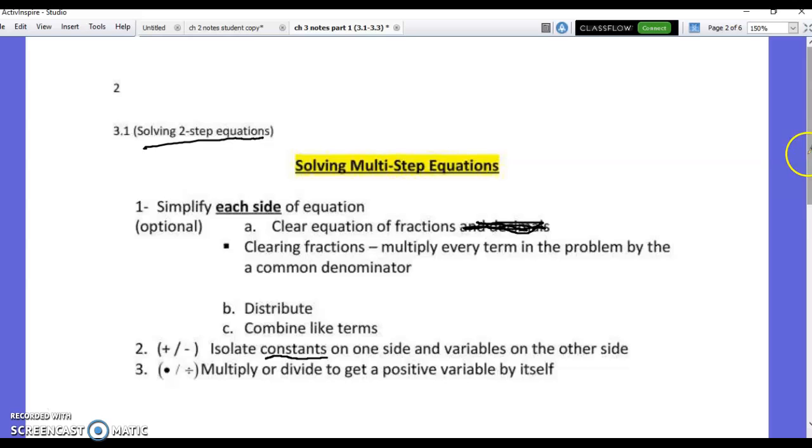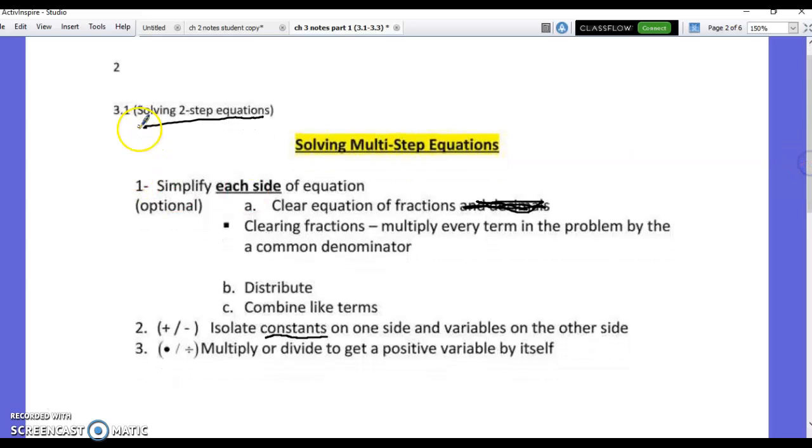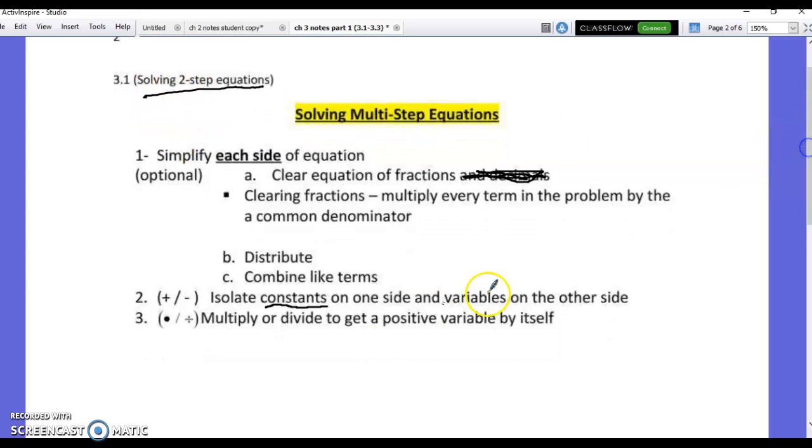Because we are taking baby steps to get to where we need to be, we're going to focus on 2-step equations, meaning we're going to use 2 of these steps, 3 and 2. Essentially, we're working backwards. All right, so we're going to start with step 2 and then do step 3.